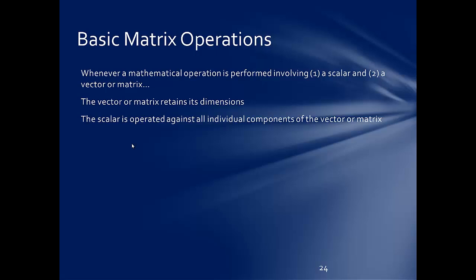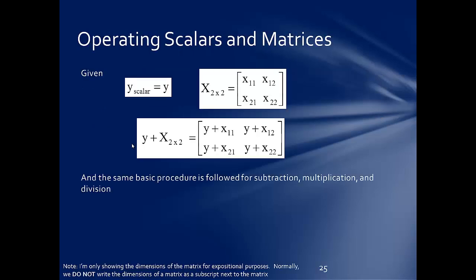Whenever a mathematical operation is performed involving a scalar and a vector or matrix, then the vector or matrix retains its dimensions. The scalar is operated against all individual components of the vector or matrix. So if you have a scalar, which is a single number, and you're operating against a matrix or a vector, then the matrix or vector retains its dimensions, and you simply apply the mathematical operation against all elements of the matrix. For instance, y plus x would be executed thusly.